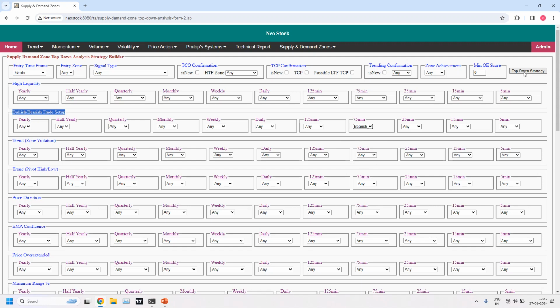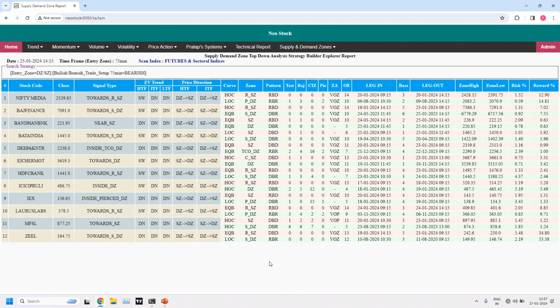Now filter the stocks. It displayed 12 stocks. And all these are bearish trade setups. That means they are more favorable for short trades. But what kind of trades are they? These are WIT trades, weekly income trades. So this is also a swing trade because WIT trades and monthly income trades both support swing.